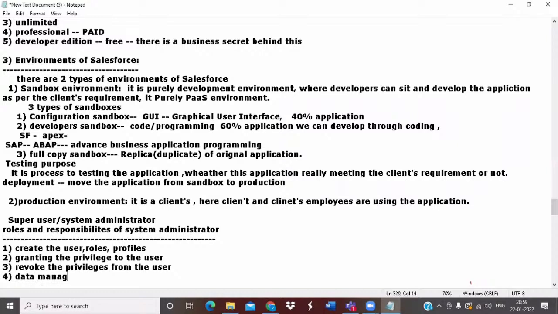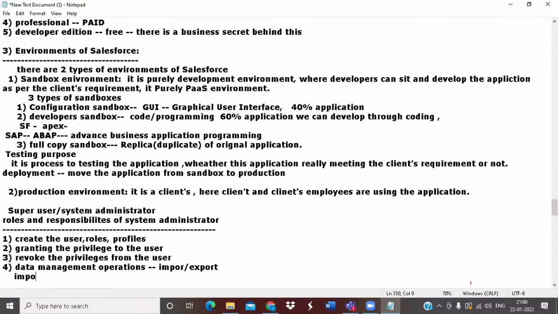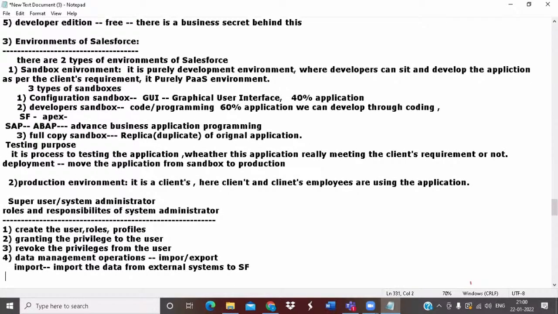And also he is performing some data management operations. Data management operations means import and export operations. Import means importing the data from external systems to Salesforce. Export means exporting the data from Salesforce to external systems. Understand?